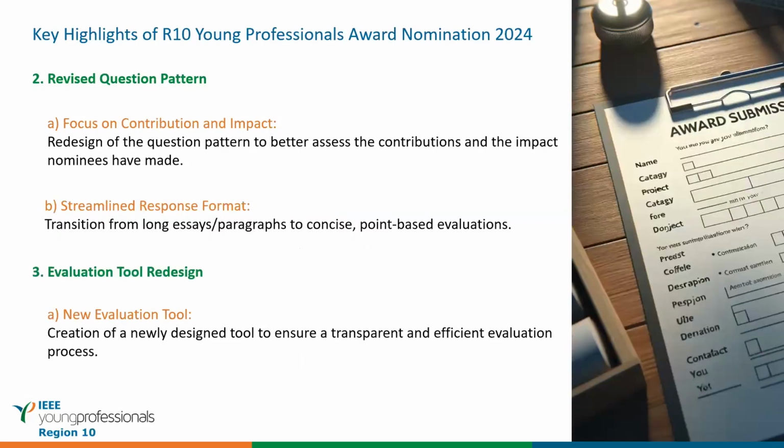Coming to the revised question pattern, we previously had a long question pattern, so we limited that to 6 to 7 questions, specifically focused on the contribution and impact that has been made. The questions are redesigned to understand the contributions and impact of the nominees, and we have also streamlined the response format. Earlier we collected long responses, essays or paragraphs. Now it is condensed into point-based responses. So whoever is not good at writing long essays benefits, as they can give their contributions in points.